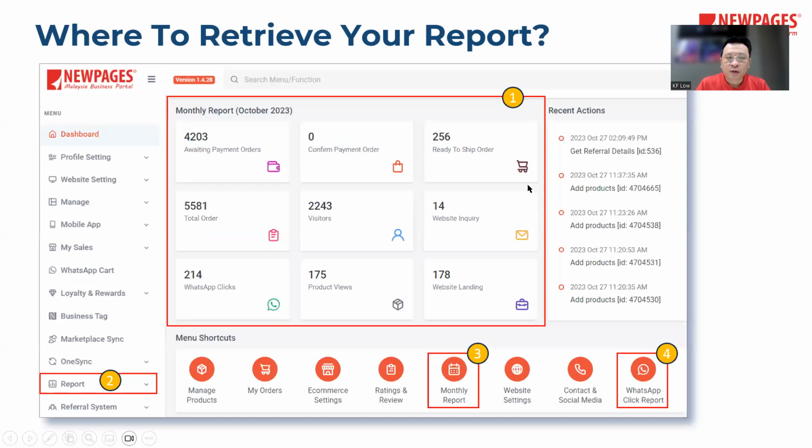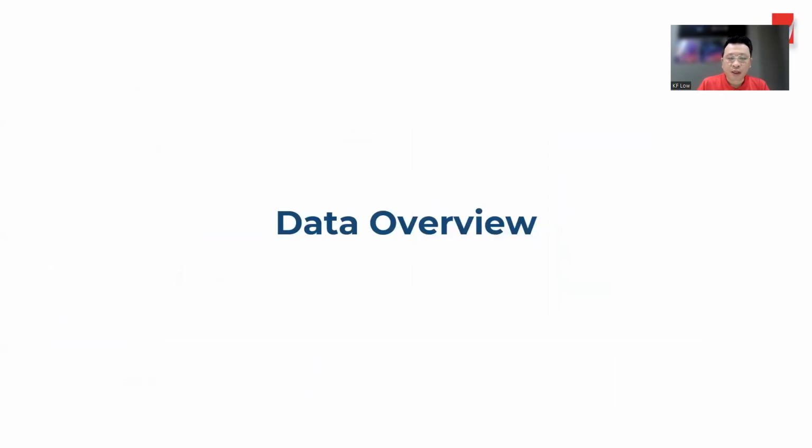First of all, we need to know where to retrieve your report. There are many ways. The first one is where you can see your current month, which will display on your dashboard. For the second, third, and fourth, if you want to check the previous month, you can click on that. If you click on the report column, number two, it will display your data overview.